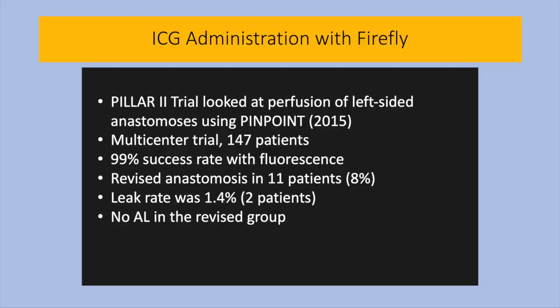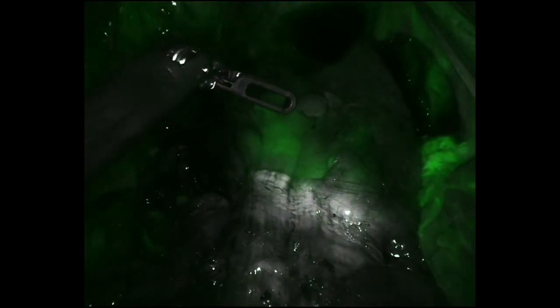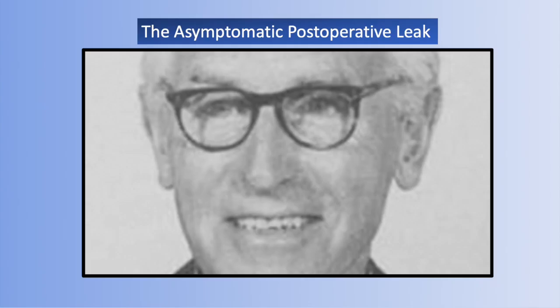Typically, 7.5 milligrams of ICG is injected intravenously. Uptake is seen within 30 seconds of the injection. A well-defined demarcation is noted, signaling adequate perfusion distally. Now, what about the postoperative leak? Specifically, the asymptomatic post-op leak.